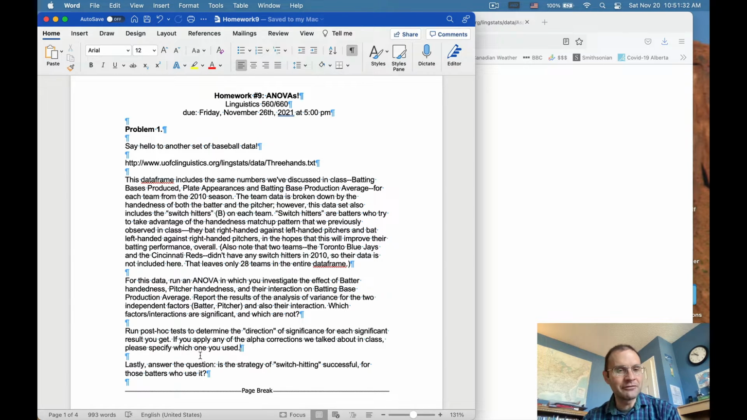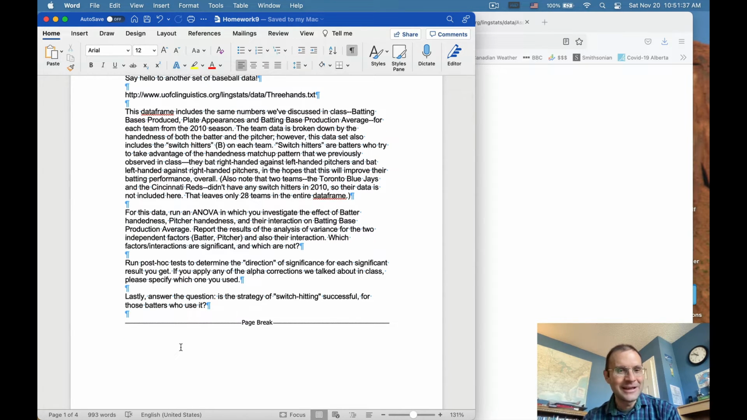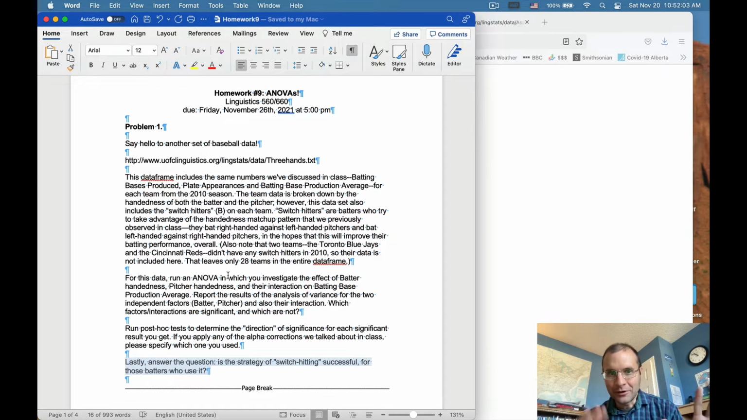Yeah, that should hopefully be straightforward. And if you have any questions about that, you can go back to that lecture. It's all laid out in painstaking detail. And then lastly, once you figure out the direction of significance for the significant factors, you should answer this question: is the strategy of switch hitting successful or not for those batters who use it? Remember, you always got to tie this back up to the research question overall. And this is our research question here in this particular case. Even though it's about baseball, not linguistics, the same principles apply for the stats you run. Okay, hopefully that makes sense.